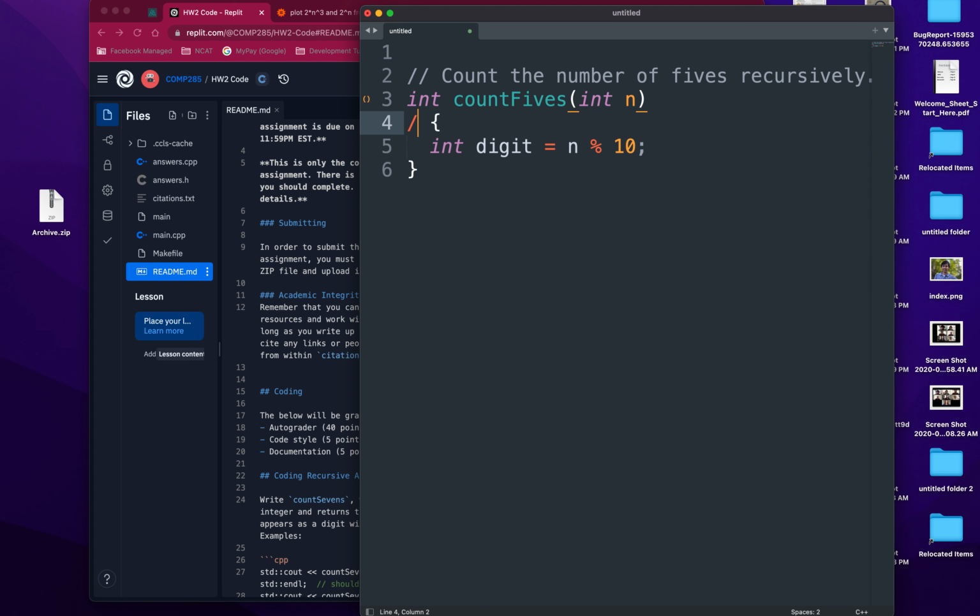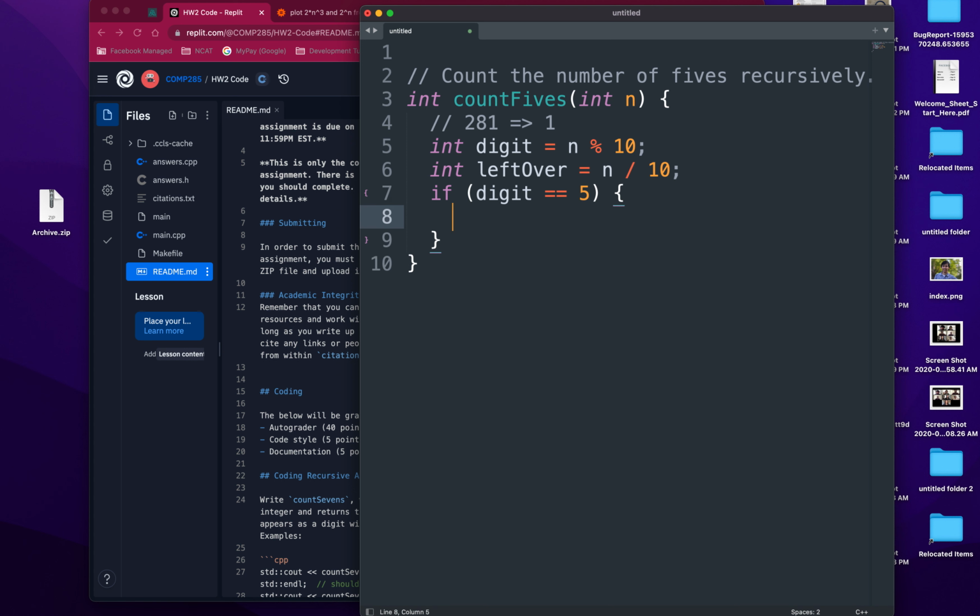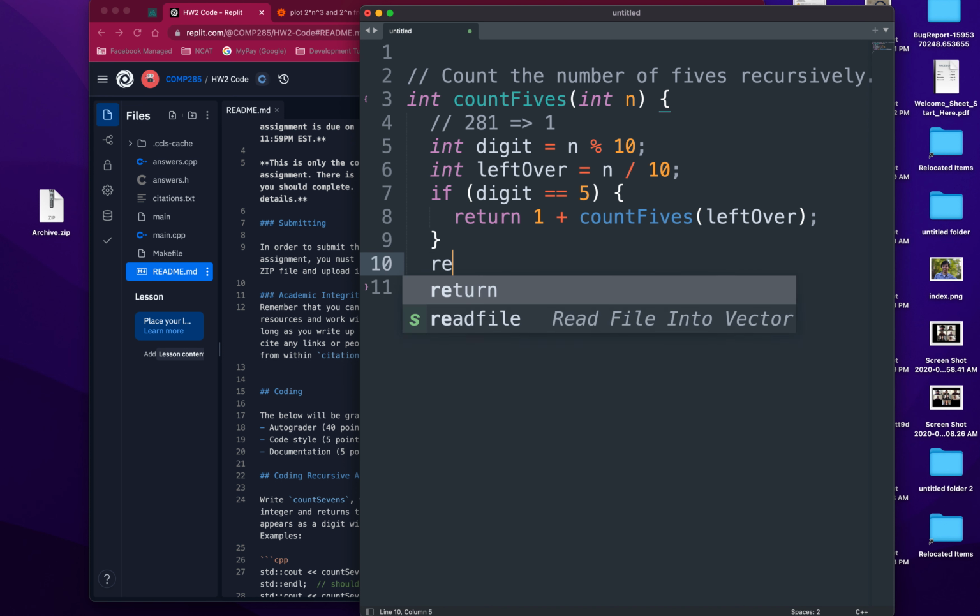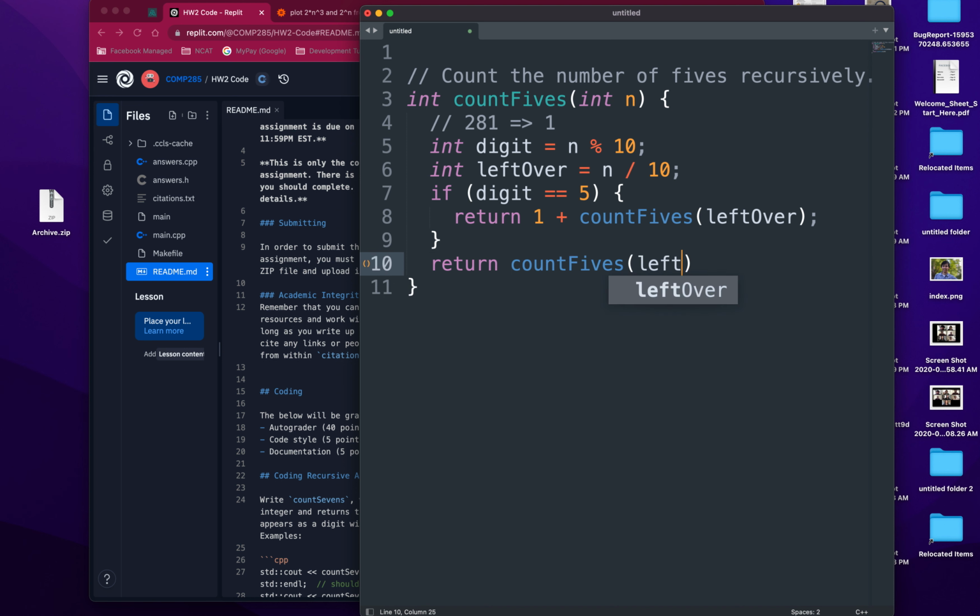This is going to give us, so for example, if we have 281, this is going to give us the 1. Int leftover is going to be n divided by 10. So this is going to give us whatever is left over, right? Then we can simply check if digit is equal to 5. Then our total is going to be 1 plus how many ever fives are left in the leftover part. Otherwise, we just count the number of fives in the leftover part.